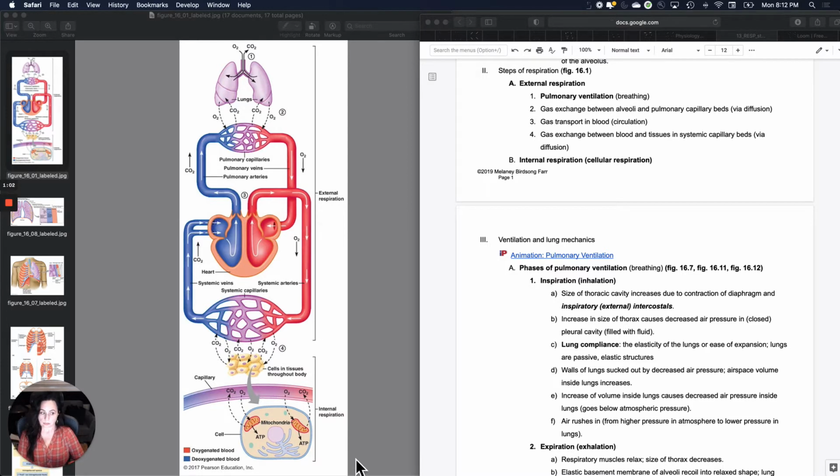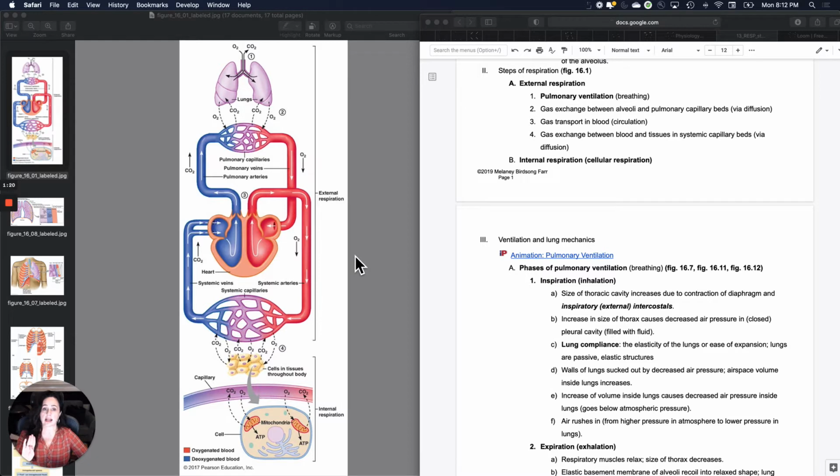So, external respiration is basically supplying the gases for internal respiration. And this is kind of the driver of the whole thing. So let's talk about external respiration and just break it down into parts, and then we'll go into the parts as we go through this set of notes.